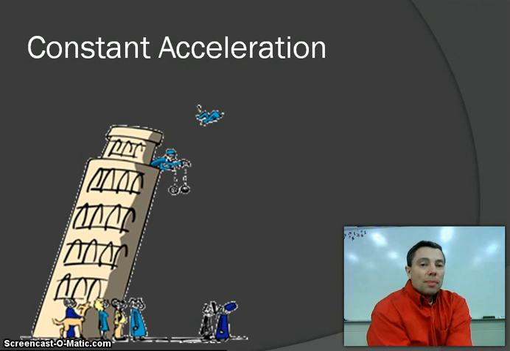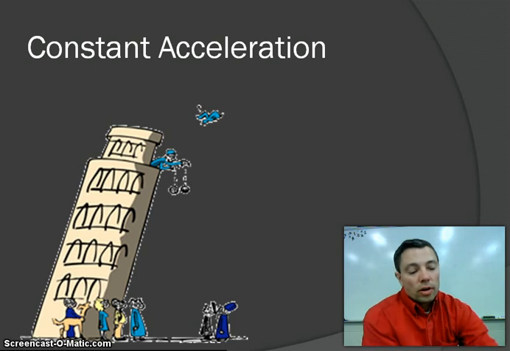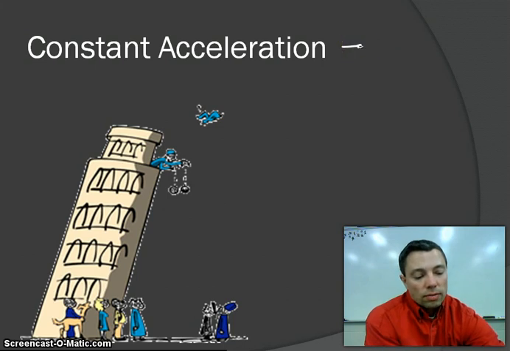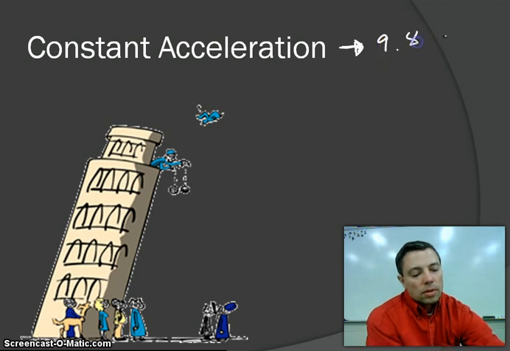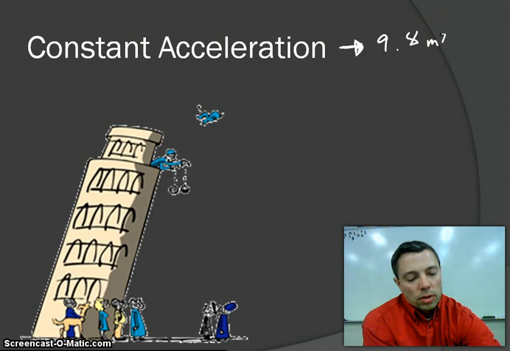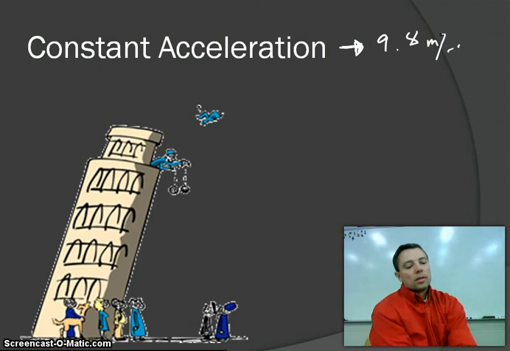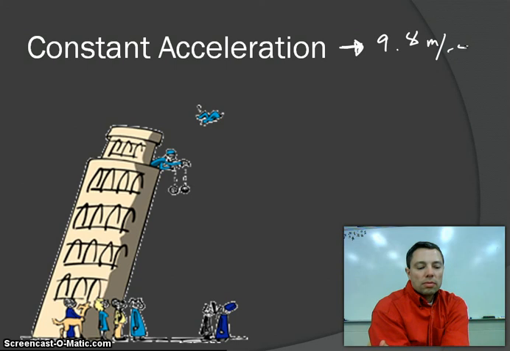We have an accepted value for free fall on Earth. Again, free fall on Earth is 9.8 meters per second squared. 9.8 meters per second squared is the accepted value for free fall on Earth.